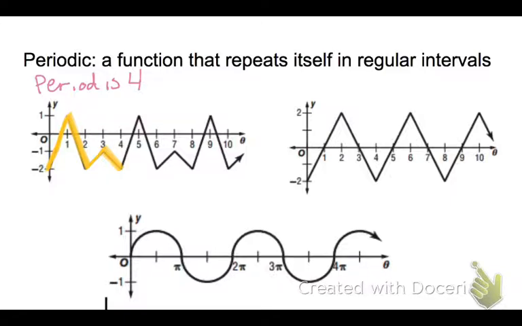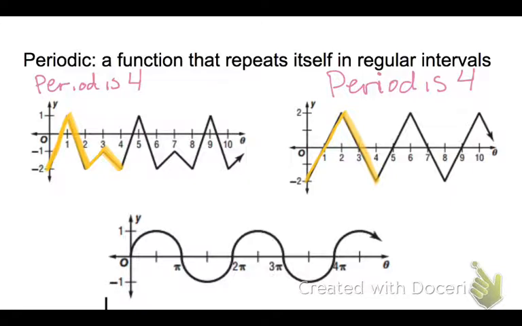Looking at the second example, this is just a zigzag, very similar to the first. Its period is also 4, because that is the length of one interval before the function repeats itself, one cycle.